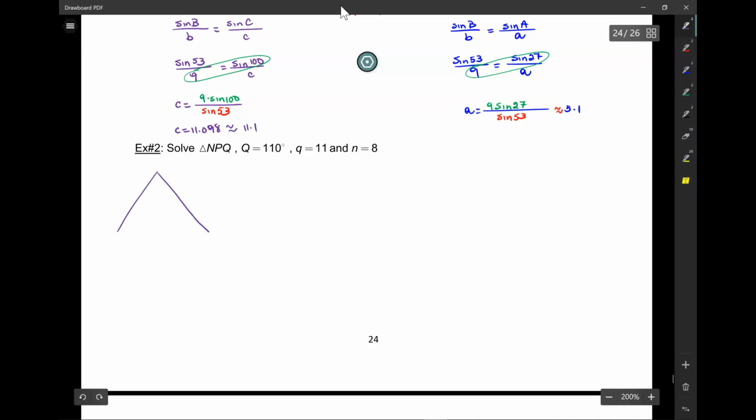So let's draw ourselves a triangle. It's NPQ. I don't care how you label your NPQ. Just start somewhere and go around. But you have to be consistent. So Q is 110. Little q across from it is 11. Little n is 8. Now, you have to make a list of what you're missing. You're missing n, you're missing capital P, and little p.